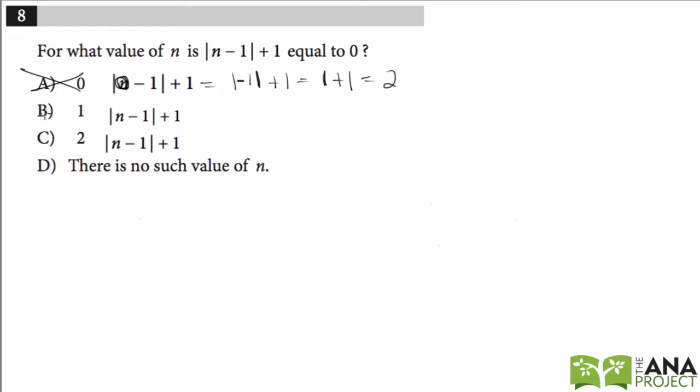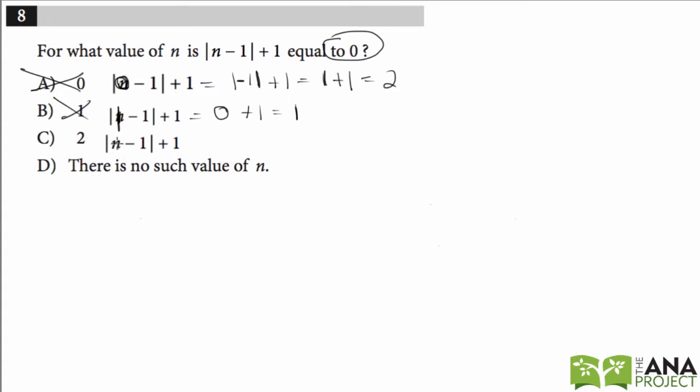Now let's try B. So instead of n, let's put 1 in there. So the absolute value of 1 minus 1 is 0, and the absolute value of 0 is 0. So 0 plus 1 equals 1, and that does not equal 0. So we can get rid of that.